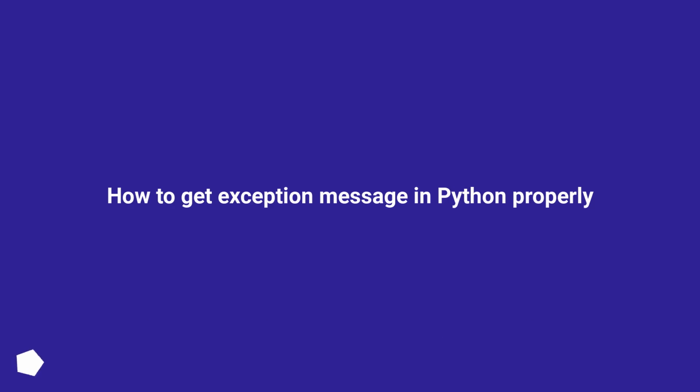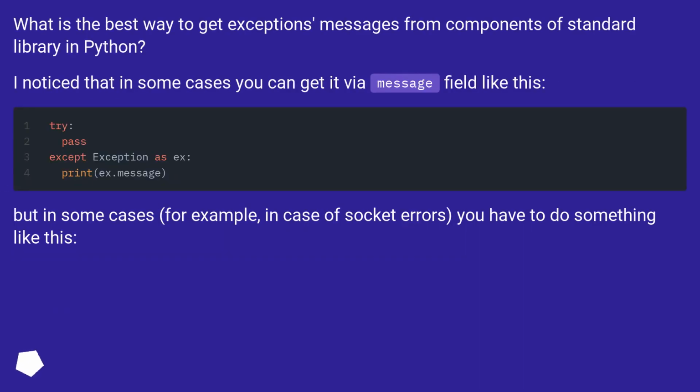How to get exception message in Python properly. What is the best way to get exception messages from components of the standard library in Python? I noticed that in some cases you can get it via the message field like this.